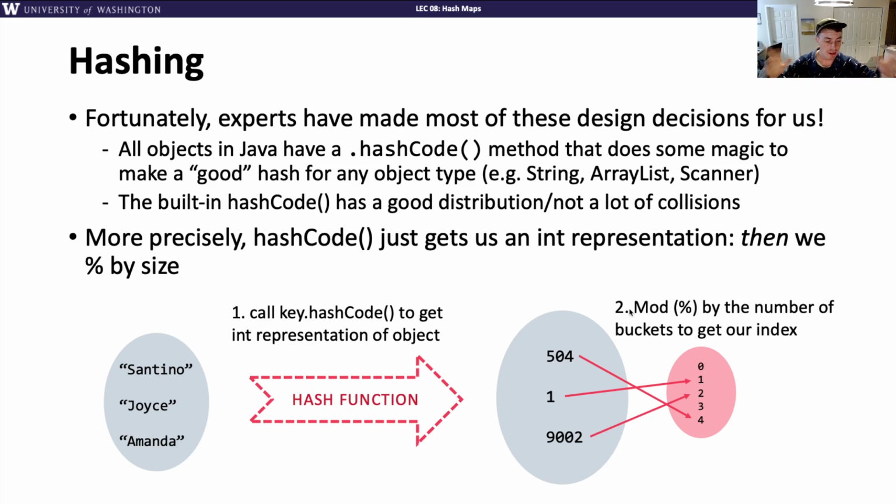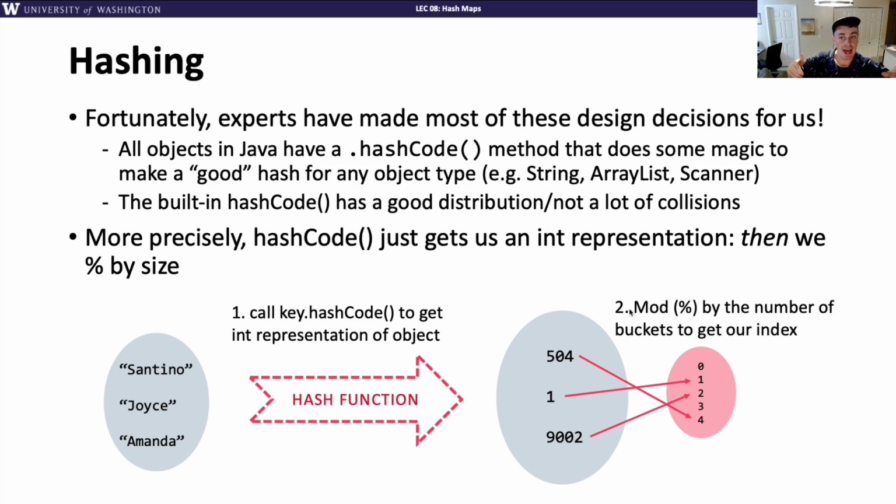Don't worry, though, about how we come up with good hash functions. Experts made most of those design decisions for us. All objects in Java have a hashCode method, and that method does some magic to make a good hash function for any of the built-in objects, like String. You can just assume that the built-in objects have good hash functions. You call that hashCode method, and it returns a uniform, consistent number. There won't be a lot of collisions.